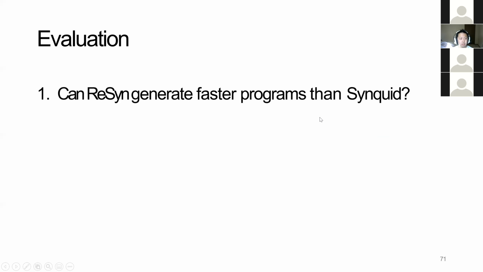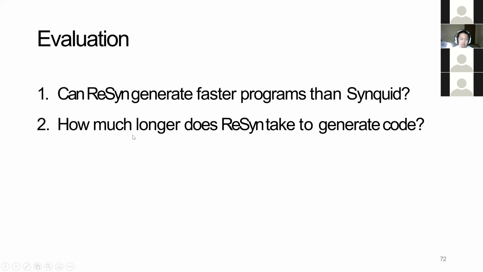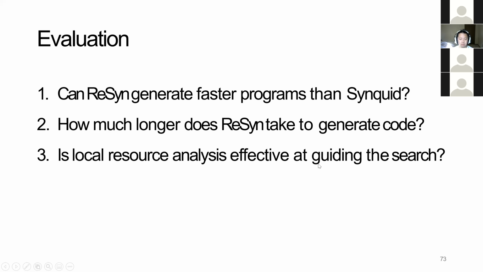Okay, in the evaluation, the authors want to answer some questions. The first question is: can the tool generate faster programs than the tool without the resource bounds? The second question is: is their tool efficient enough to find solutions? And the last question is whether the local resource analysis is efficient at guiding the search, whether it is better than the enumerate and check process.